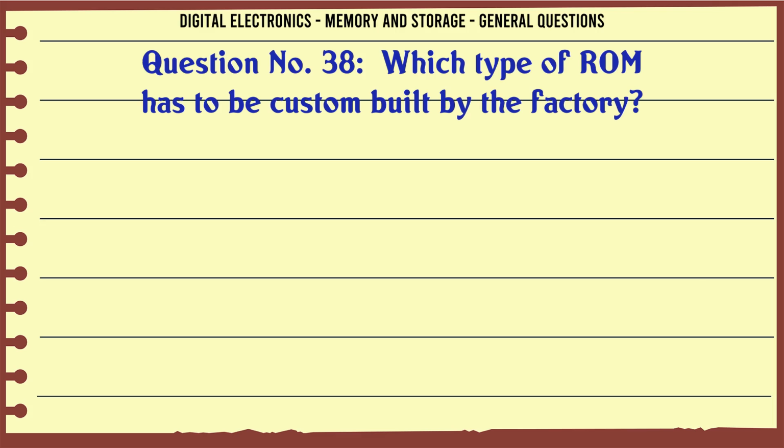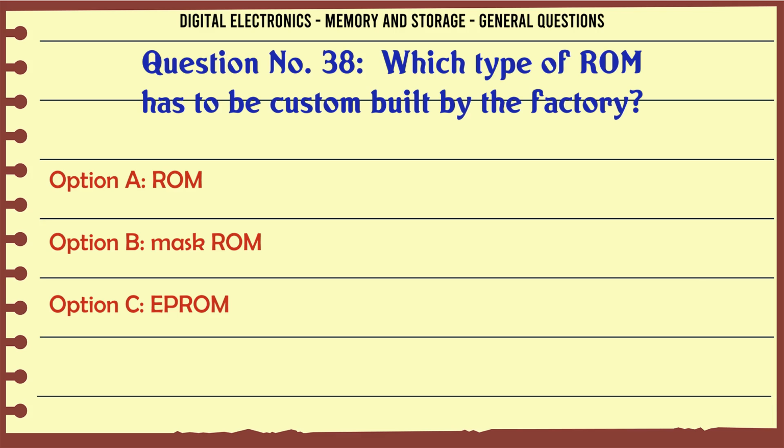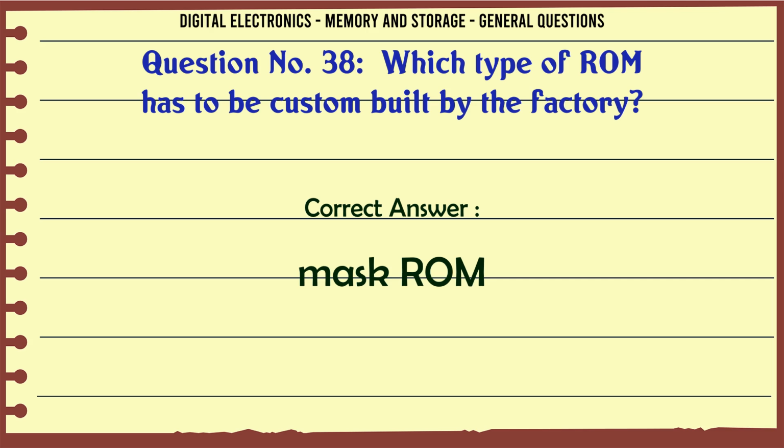Which type of ROM has to be custom built by the factory? A. ROM, B. mask ROM, C. PROM, D. EPROM. The correct answer is mask ROM.